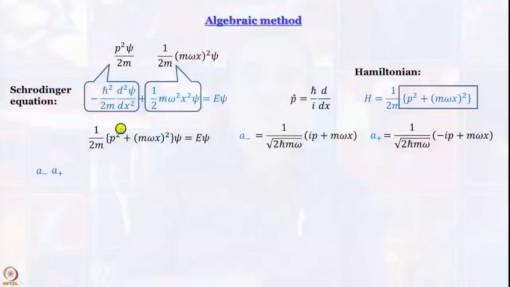For a quantum harmonic oscillator, we have written the Schrodinger equation: minus h cross square by 2m d2 psi dx2 plus half m omega square x square psi equal to E psi. Then we rewrote the first term on the left hand side in terms of the linear momentum operator for motion along x, h cross by i d dx, and that has become p square psi by 2m. For further simplification, we rewrote the second term as 1 by 2m into the square of m omega x operating on psi, equal to E psi. So this is the modified Schrodinger equation we got: 1 by 2m, p square plus m omega x whole square, operating on psi gives us E psi. And then we said that the Hamiltonian is 1 by 2m, p square plus the square of m omega x.